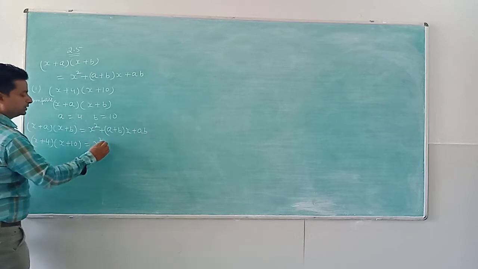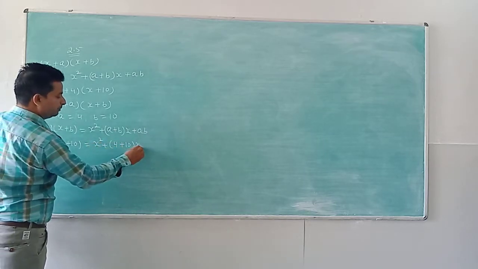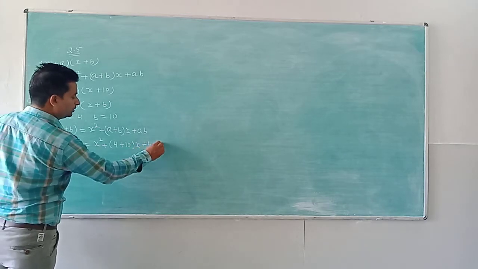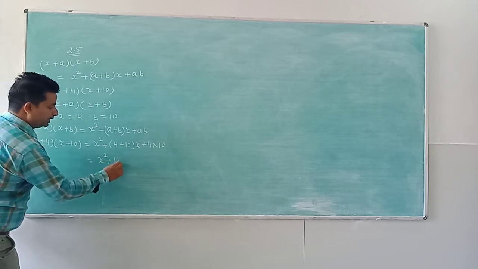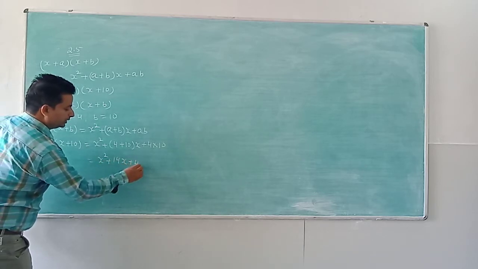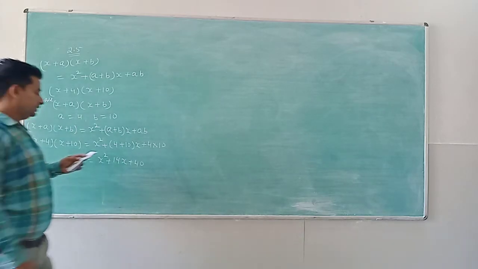Here we use a is 4, b is 10, plus 4 into 10. So x² + 14x + 40. This is the product by using the identity.